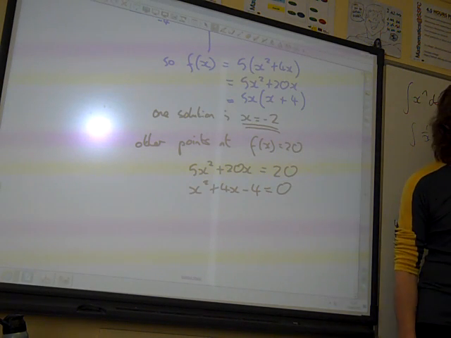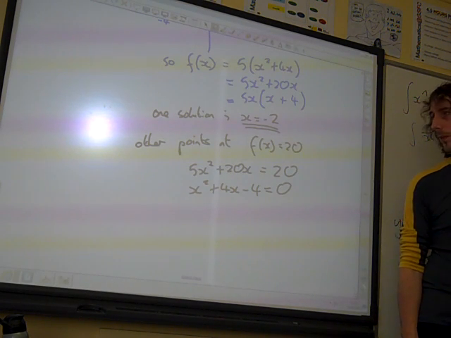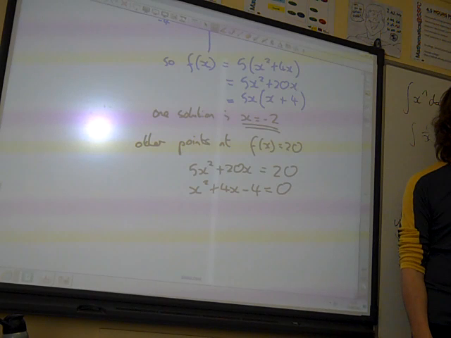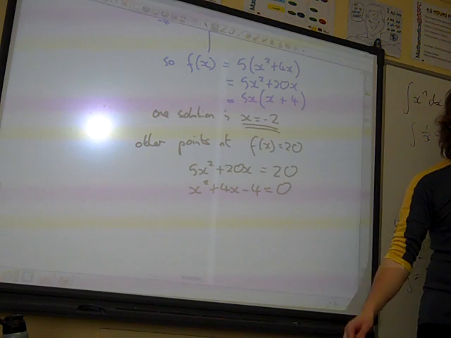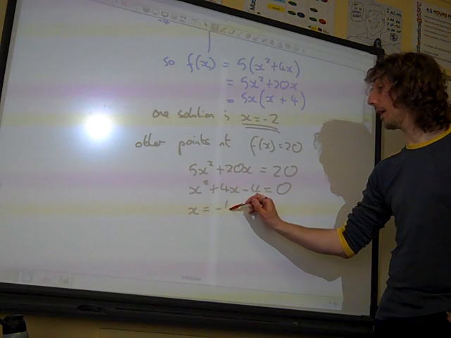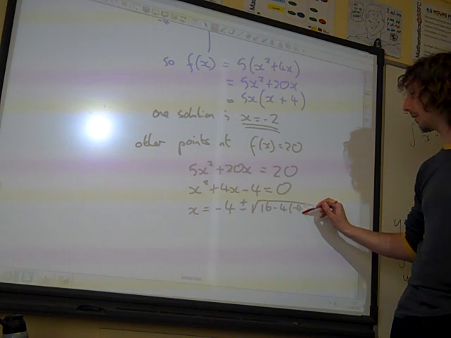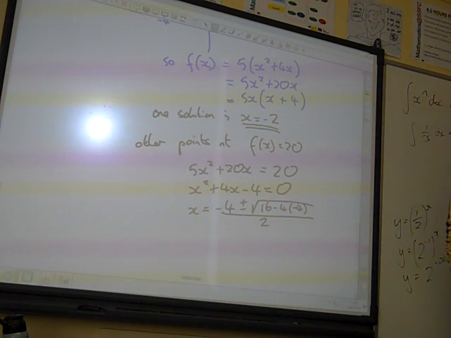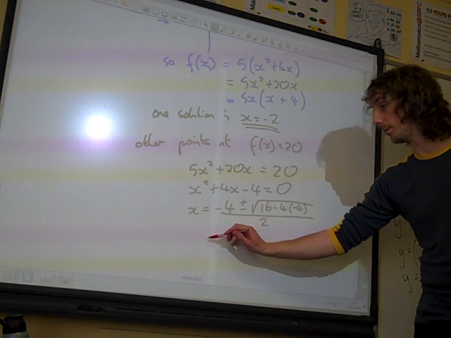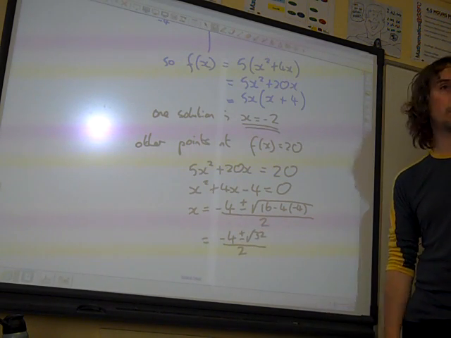That kind of feels like we could factorise it, but we really can't. So what do we do if we can't factorise it? We use the quadratic formula, or we complete the square. We do one of the 2. Let's do the formula. x is minus b plus or minus the square root of b squared minus 4ac all over 2a. Minus 4 plus or minus root 32 over 2.